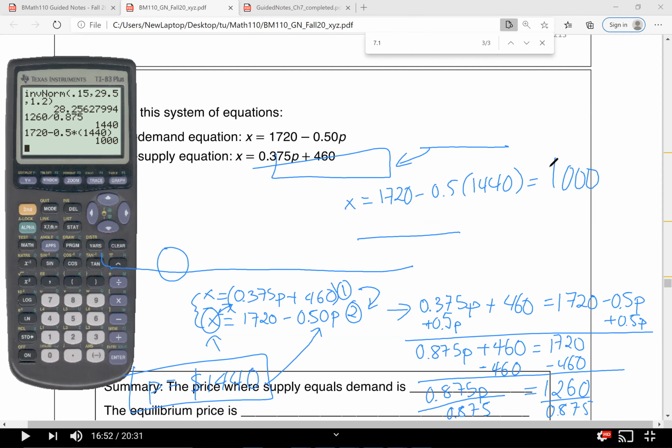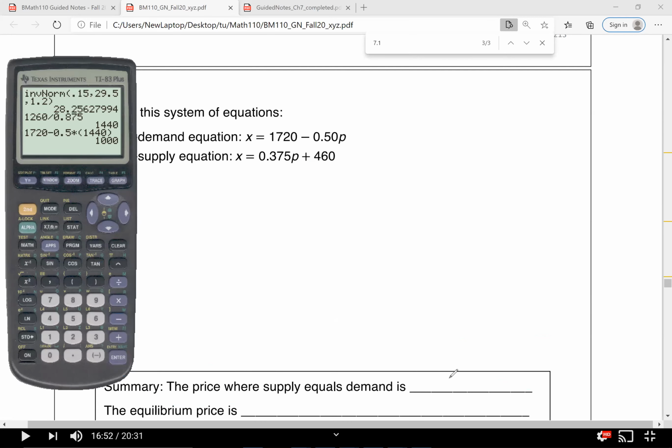So when you answer here, after solving, you're going to put the price where supply equals demand: 1000 demands, and the equilibrium price is, say, x equals this and p equals $1440.